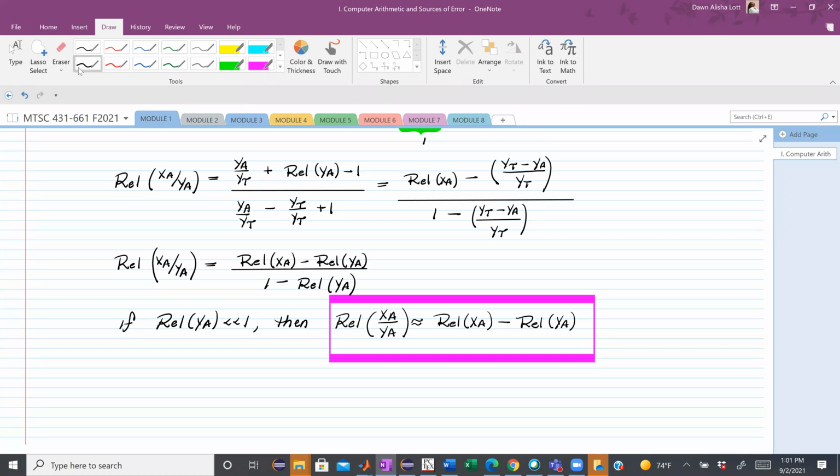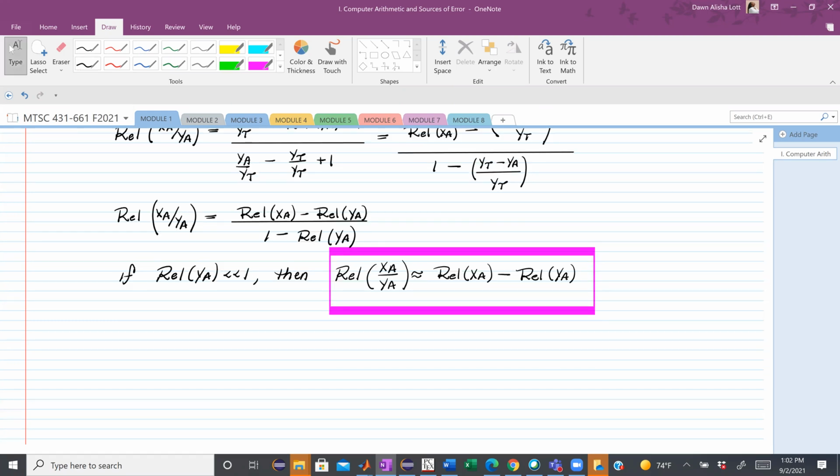Okay. So for omega equal to multiplication or division, relative errors do not propagate rapidly.